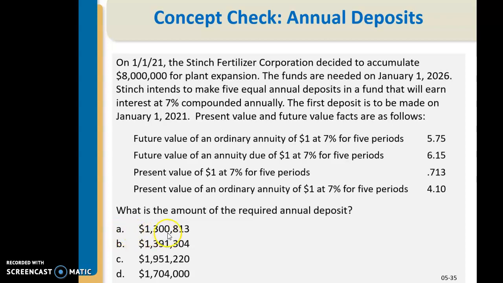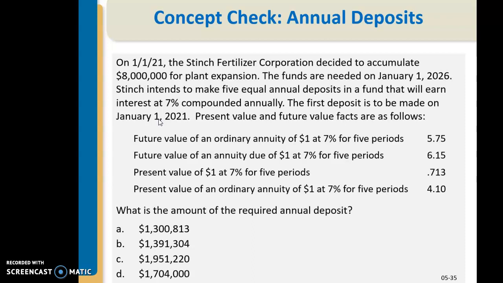The correct answer is A, but let's walk through the calculation. We know the following facts. The future value is $8 million. N equals 5. I equals 7%, and we don't know what the payment amount is. We do know that we have a future value of an annuity due situation because the first deposit is going to be made on the first day of this 5-year period.